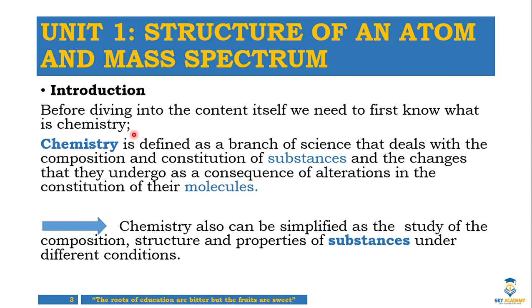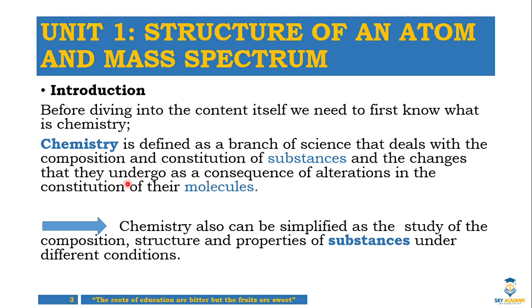Here we wanted to define clearly what chemistry is, so that we continue to build on the atoms, the element, the compound, the structure of an atom, and all the chemistry that is going to follow. So, chemistry is defined as a branch of science that deals with the composition and constitution of substances and the changes that they undergo as a consequence of alteration in the constitution of their molecules. Here we find two new concepts. We see substance, we see also molecules.